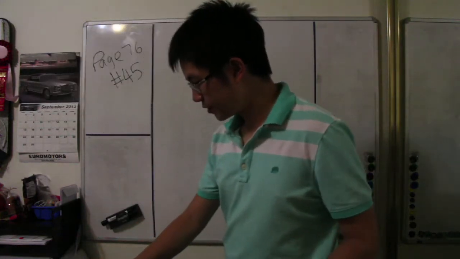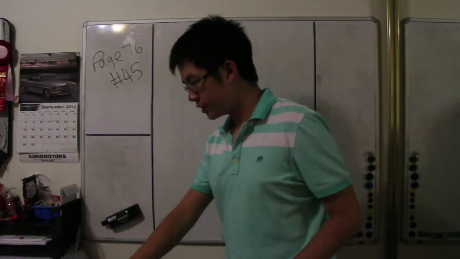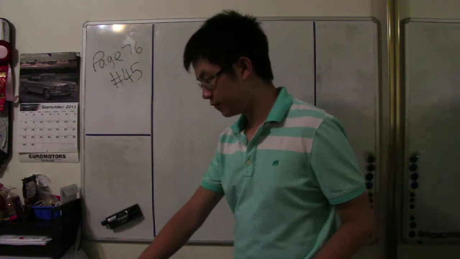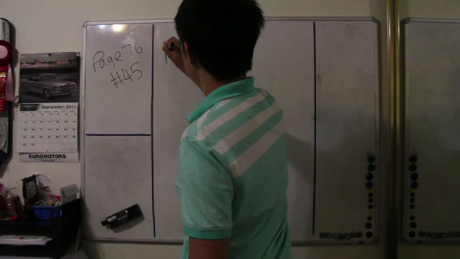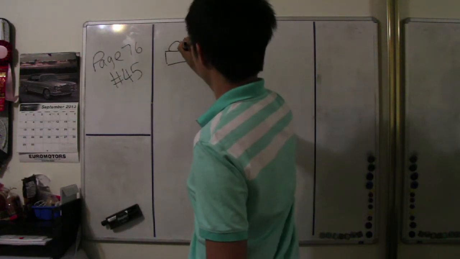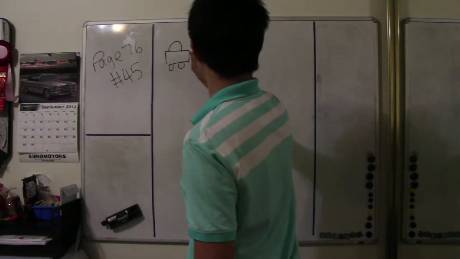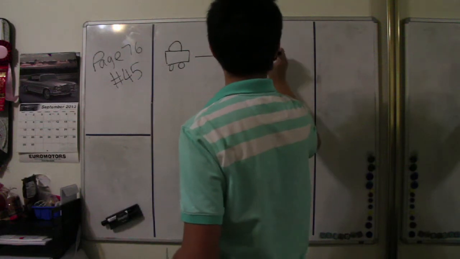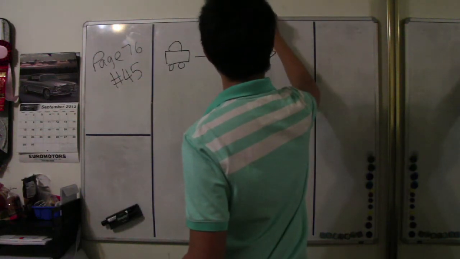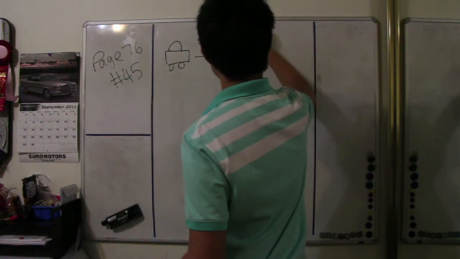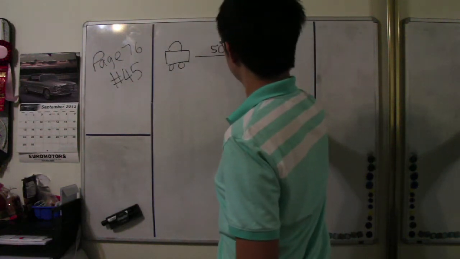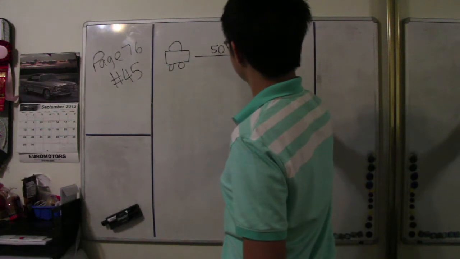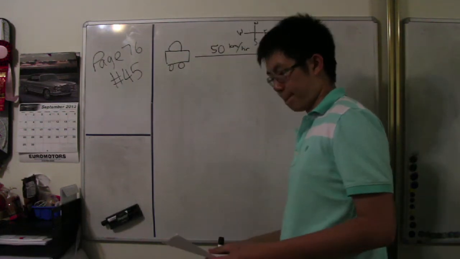So this problem reads, a car travels due east with a speed of 50 kilometers per hour. So here we have our car traveling east at 50 kilometers per hour.